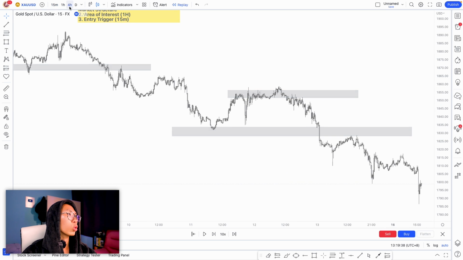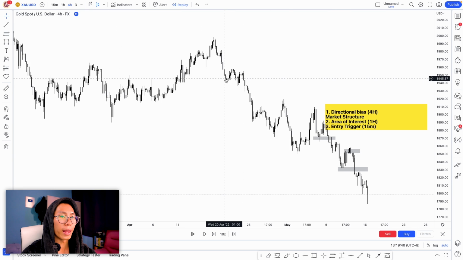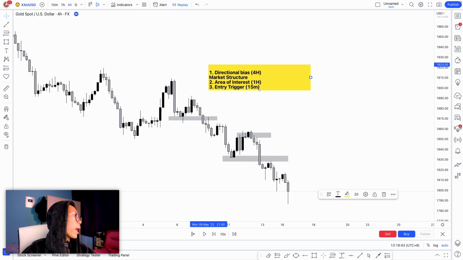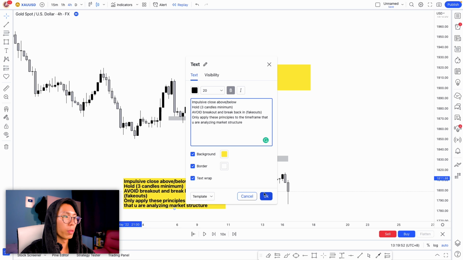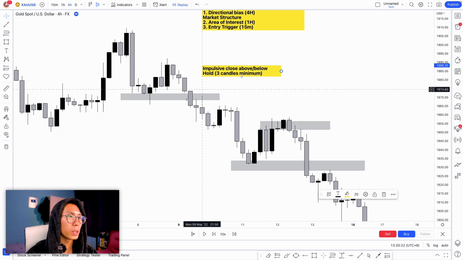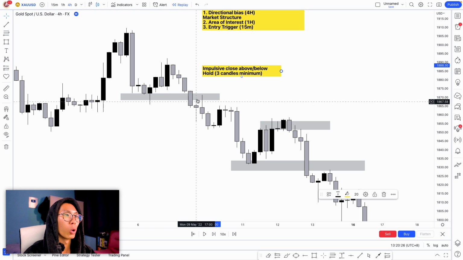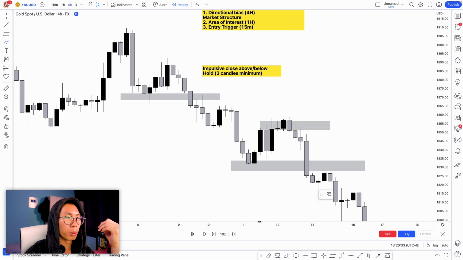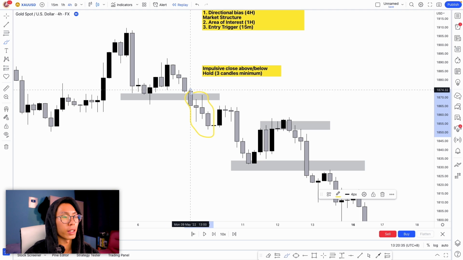So in this case, do not be fooled, because even though we are entering on the 15-minute time frame, we have analyzed the market structure on the 4-hour time frame. So based on that, remember, we are going to be applying our two principles on the 4-hour time frame. So if you look at these two principles right here, when there's a break of structure, look at this. Was there impulsive close below this low right here? Yes, there is. The candlestick actually closed below it. And then was there at least 3 candlestick minimum? Yes, there is at least 3 candlestick minimum.